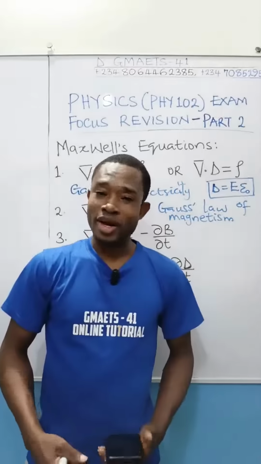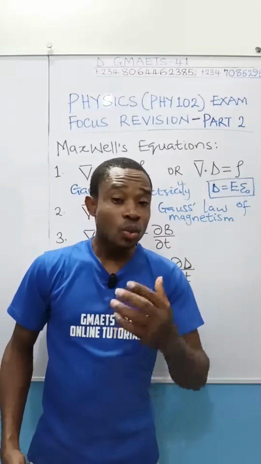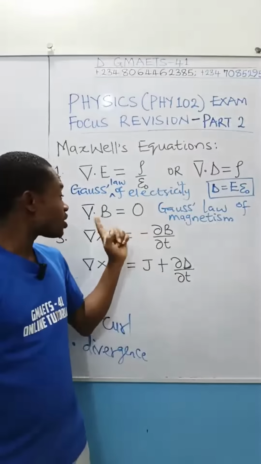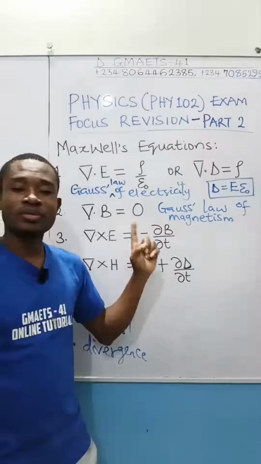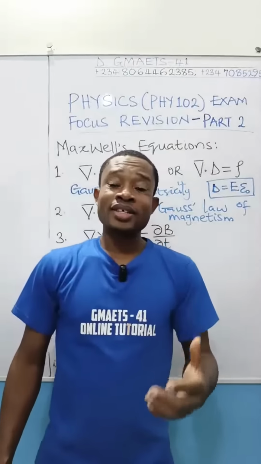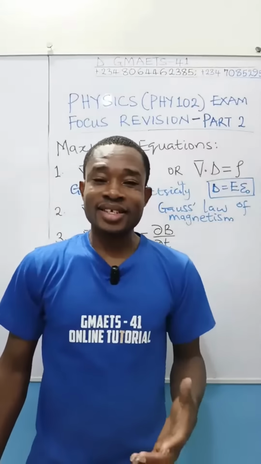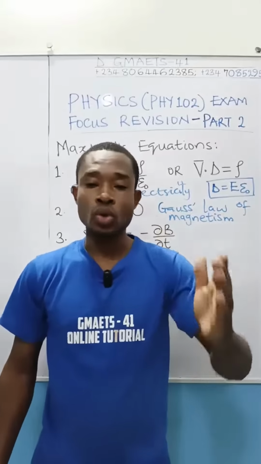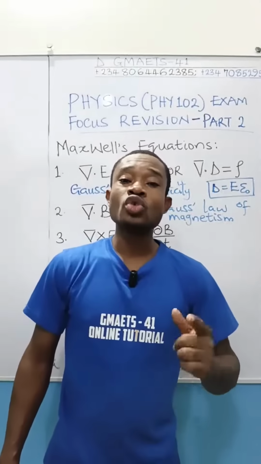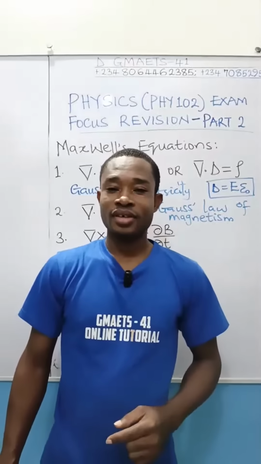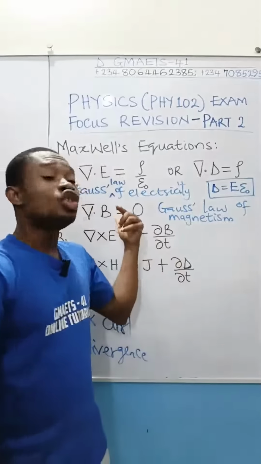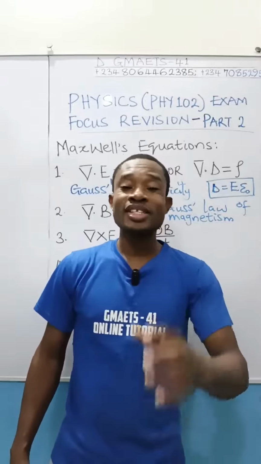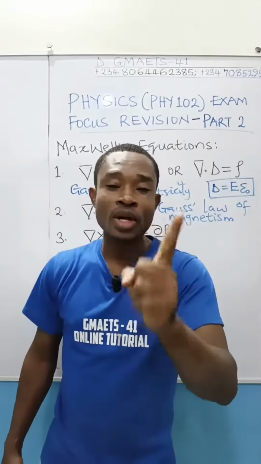Gauss' law of magnetism. And what is the implication of this particular law? Gauss' law of magnetism simply implies that there is no existence of magnetic monopole. Magnetic monopole does not exist. So, the other way around, we can say non-existence of magnetic monopole, which simply means that a magnet cannot have just one pole.